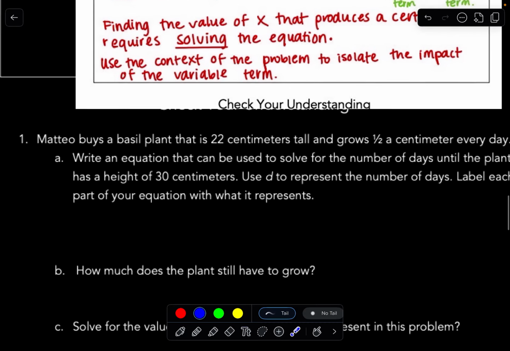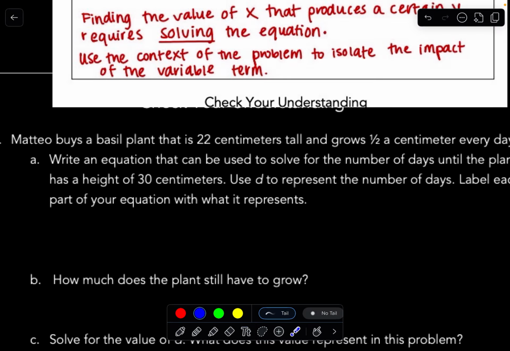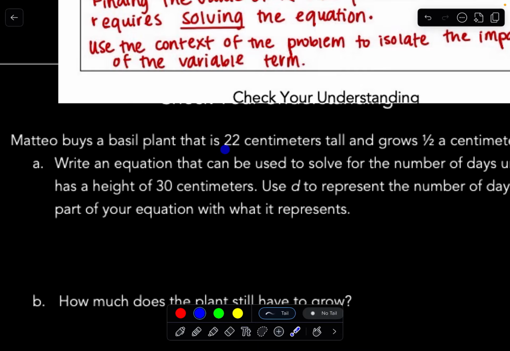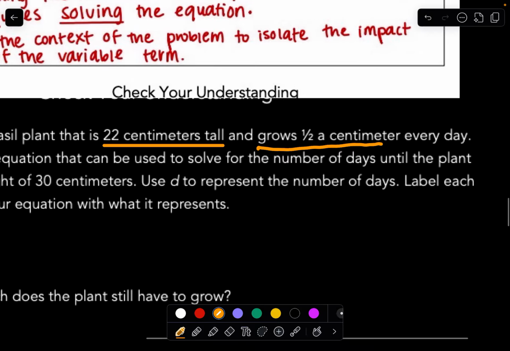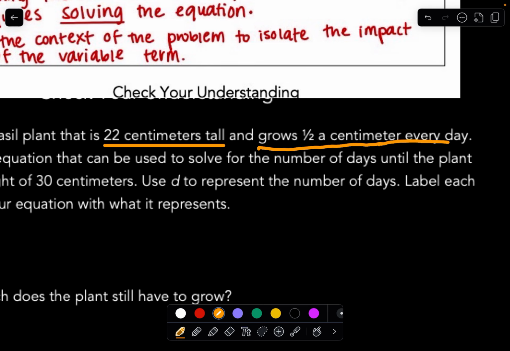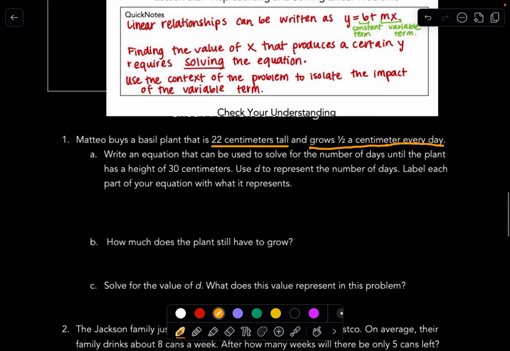We have this word problem. Mateo buys a basil plant that is 22 centimeters tall, and it grows a half a centimeter every day. Write an equation that can be used to solve for the number of days until the plant has a height of 30 centimeters. We want to know how long until it gets to 30 centimeters. Use D to represent the number of days. Label each part of your equation with what it represents.